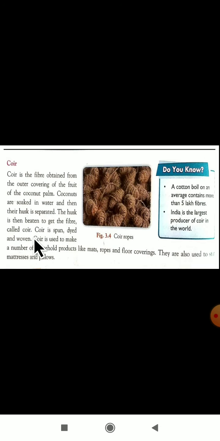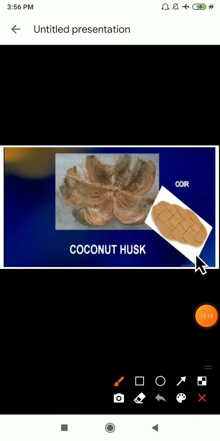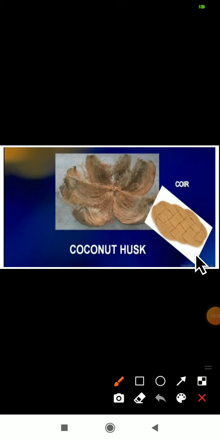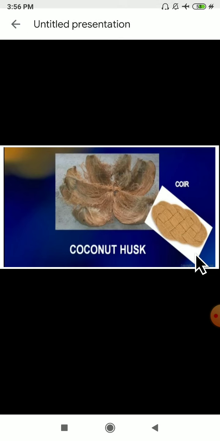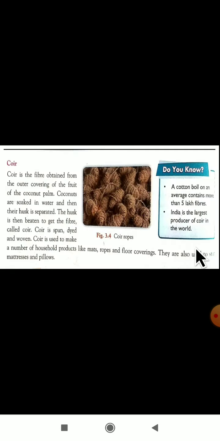After beating that husk, then what are we getting? We are getting this coir. First they will soak in water, then separate the husk, then beat that husk. After that we are getting this coir. Remember that procedure. Coir is spun, dyed and woven. They will do the spinning process, then the dyeing, which is nothing but color. They will give color to that coir, then weave it in whichever manner they want.